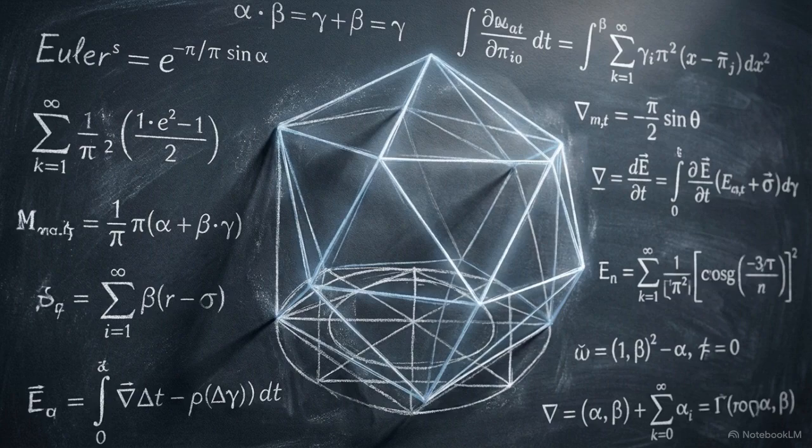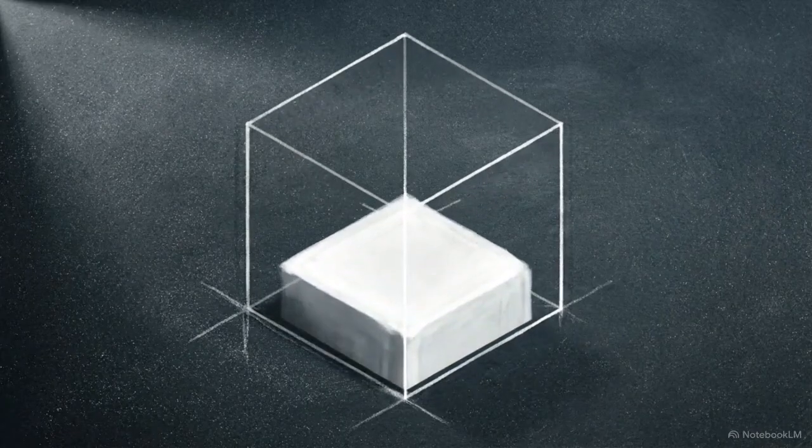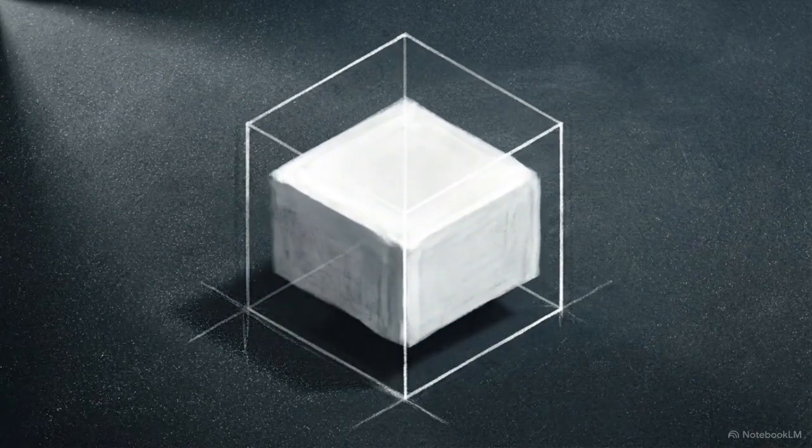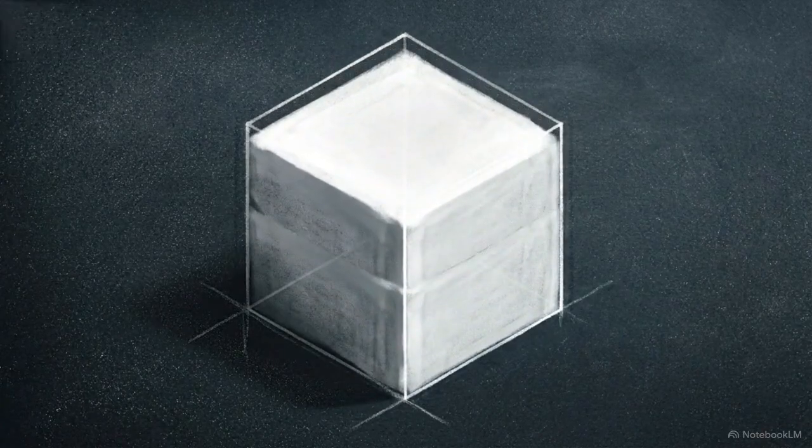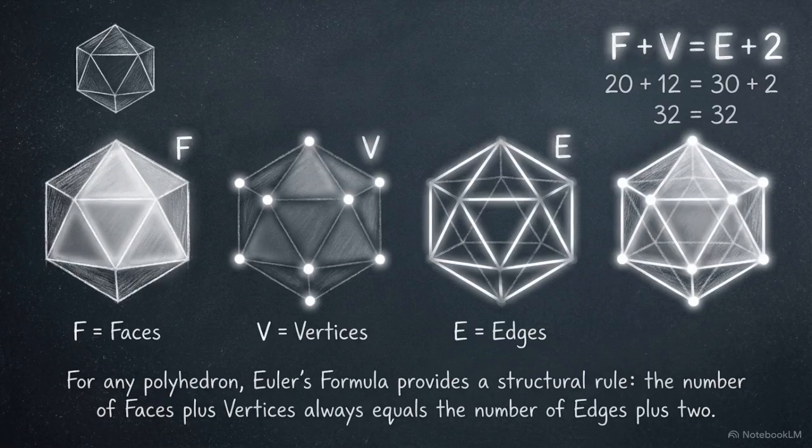We can now apply specific numeric relationships that streamline the transition from raw volume to practical measurement. This includes the conversion of abstract volume into liquid capacity. Every cubic meter of volume equals exactly 1,000 liters of liquid capacity. For any polyhedron, Euler's formula provides a structural rule. The number of faces plus vertices always equals the number of edges plus 2.